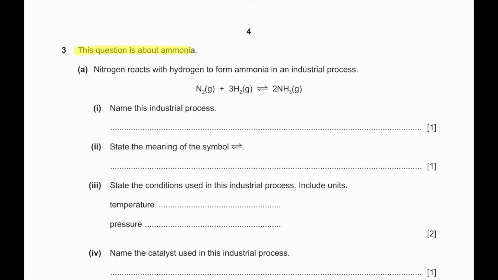This question is about ammonia. Nitrogen reacts with hydrogen to form ammonia in an industrial process. Nitrogen plus hydrogen produces 2 ammonia. Name this industrial process. The production of ammonia by reacting nitrogen and hydrogen is called the Haber process, named after the scientist who invented it.